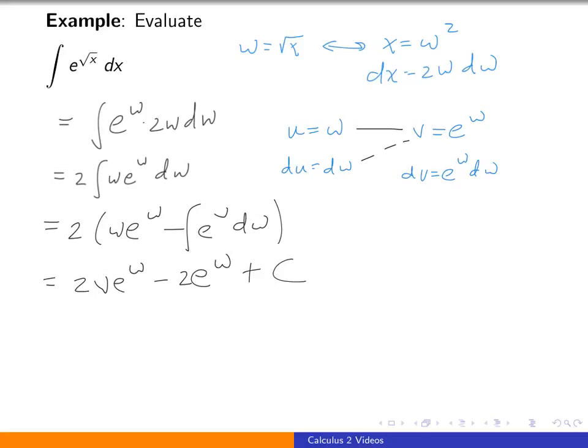we have the following. And our last step is to simply get back in terms of that original variable x. So each w that we see should get replaced with a square root of x. So 2 square root of x, e to the square root of x, minus 2e to the square root of x, plus c. So keep in mind, if you see those terms involving square roots and square roots of a linear term, a rationalized substitution can be applied to eliminate that radical from the integral.